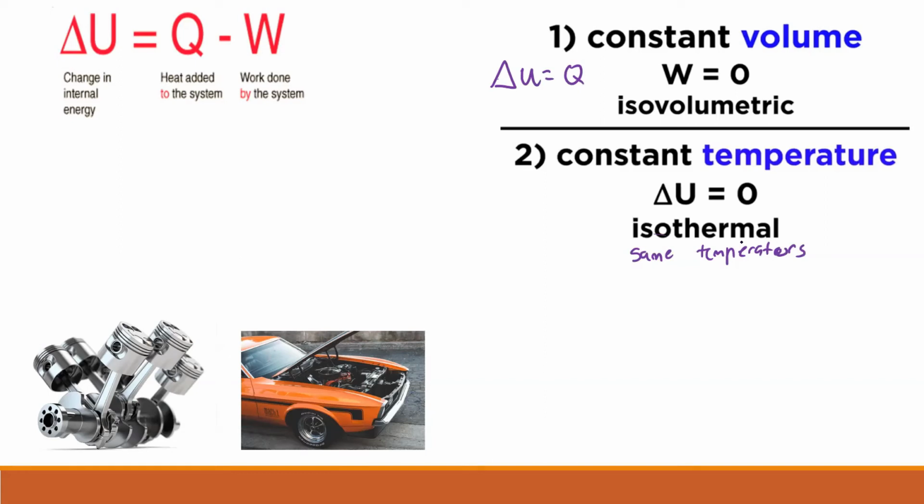Let's do the maths here. If delta U equals 0, then that means that 0 equals Q minus W, which means that W equals Q. All of the work done in that system is caused by the heat that goes into that system.